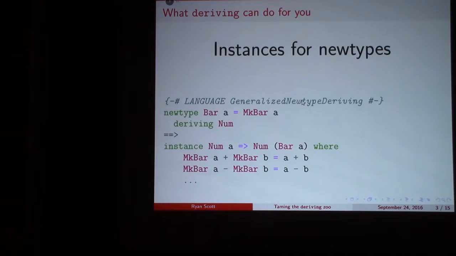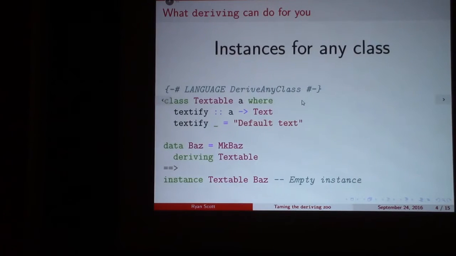Like if you have newtypes and you're willing to turn on GeneralizedNewtypeDeriving, then you can generate instances for just about any type class you want as long as it's a newtype. So if you derive Num with this extension, then essentially it's going to generate an instance of this form, and it just works. And more recently, as of GHC 7.10, I believe, you can also derive instances for any class or any data type as long as you're willing to generate an empty instance.